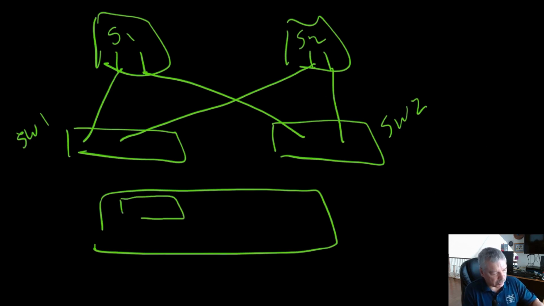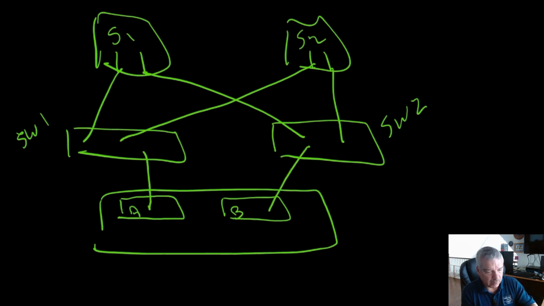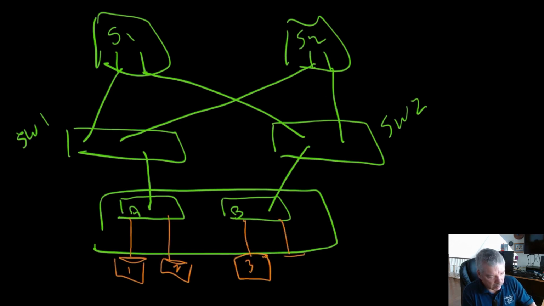Here's my controllers. I'll say controller A and controller B. First controller, first switch, second controller. I'm just going to draw just the two paths, that's it. Let's say I've got some LUNs here. LUN 1, LUN 2, LUN 3, LUN 4. Now, let's just assume both servers can see all four of these LUNs. That's great.